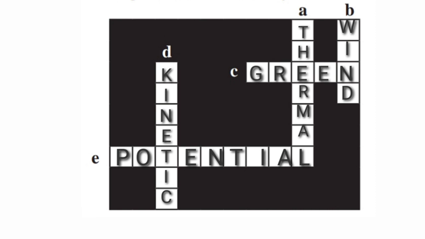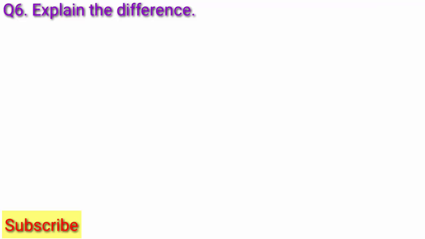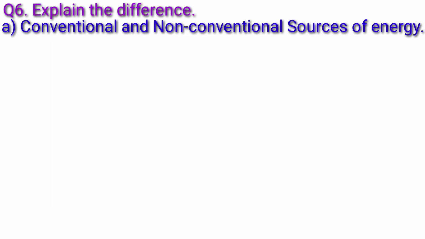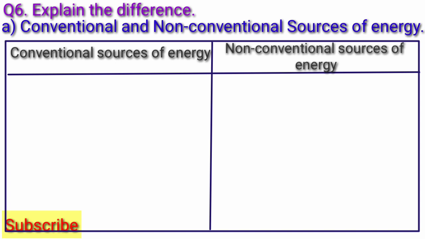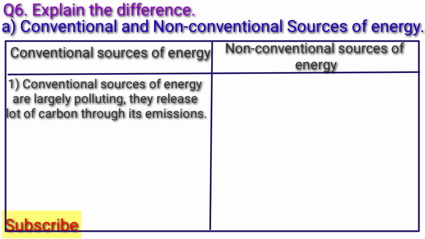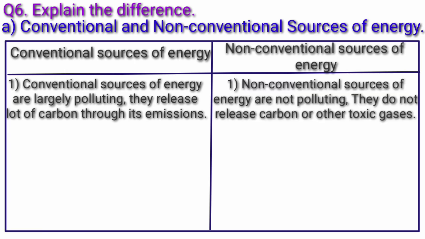Next, question 6. Explain the difference between conventional and non-conventional sources of energy. Answer. The differences between conventional and non-conventional sources of energy are given below. First, conventional sources of energy are largely polluting. They release a lot of carbon through their emissions.